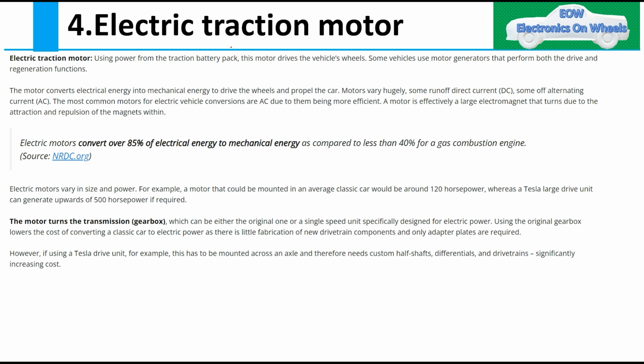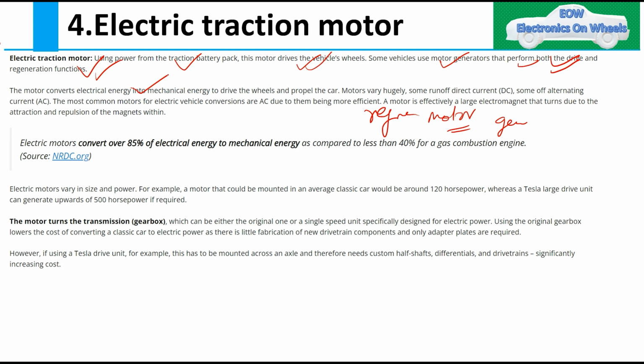Now coming to the electric traction motor. As you know, the main function of this is to run the vehicle. It uses the power from the battery pack, and this motor drives the vehicle wheels. Some vehicles use a motor generator that performs both drive and regeneration functions. So this particular option depends only on the motor. Regenerative braking depends on whether your motor supports both functions, as a generator or alternator. If you have this type of motor, then it will support and be useful for regenerative braking.